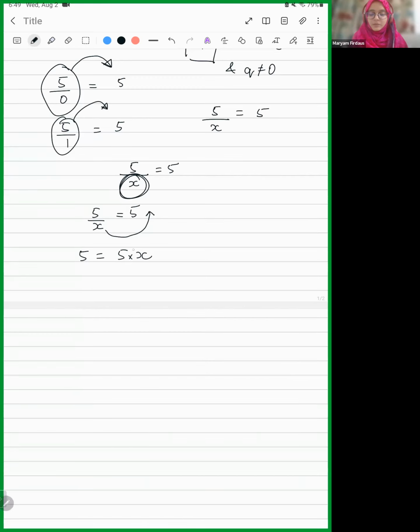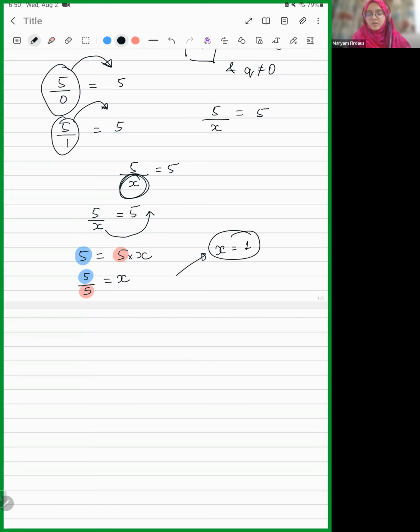Now let's send this 5 to the other side. Right now it is in the numerator, being multiplied with x, right? When it goes to the other side, it will become divided by. Clear? So it will become 5 divided by this 5 is equal to x. So x becomes 1. x is equal to 1.